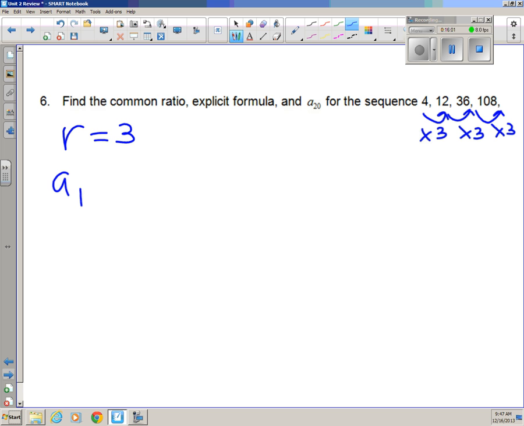Your starting term, a of 1, is 4. So the common ratio, I guess that will be right here. Your explicit formula says, okay, well, for any term that I want to get to, I'm starting with the number 4.